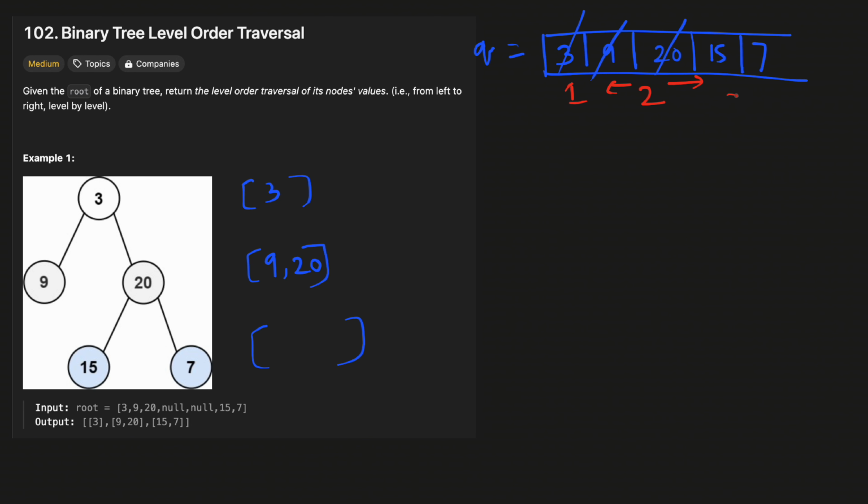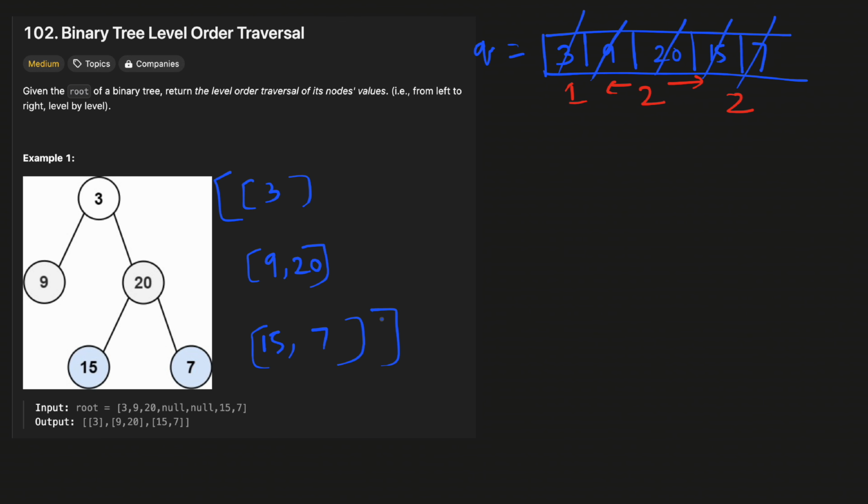Now the queue size is again 2. So we again process the two nodes together. So first we dequeue 15. We visit it by adding it to our answer sublist. And since it doesn't have any children, we dequeue the next node from the queue, and that is node 7. So we visit it by adding it to our answer sublist. And now we are done with level 2 as well. So we add this answer sublist to our answer list. And now since the queue is empty, we will return this answer list containing the nodes level by level.